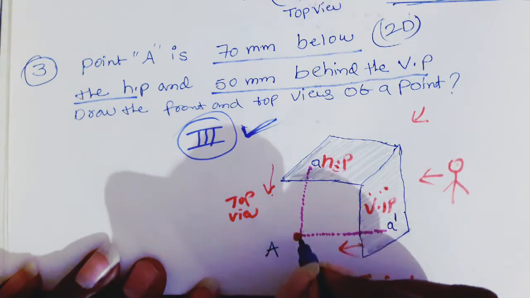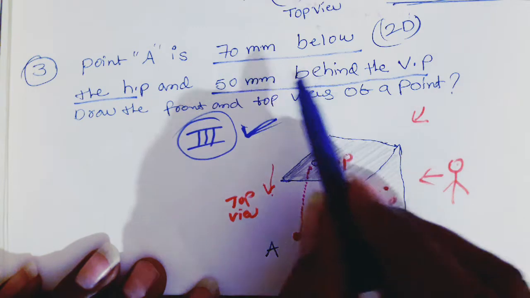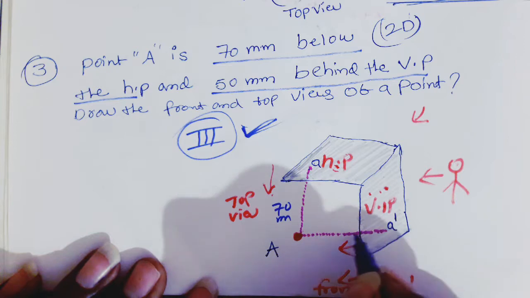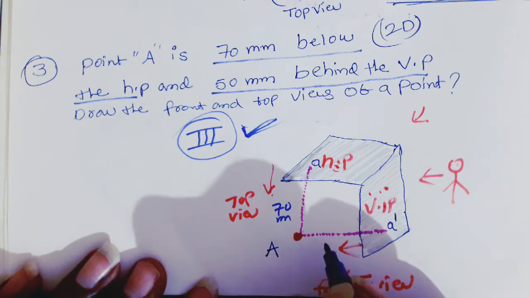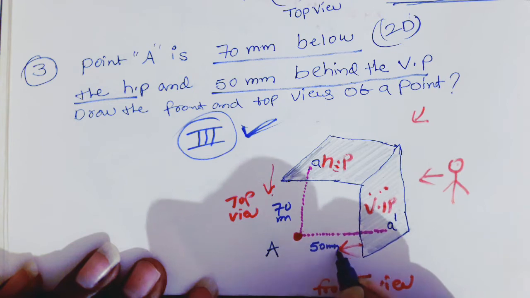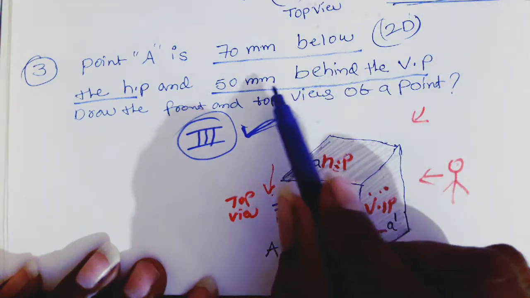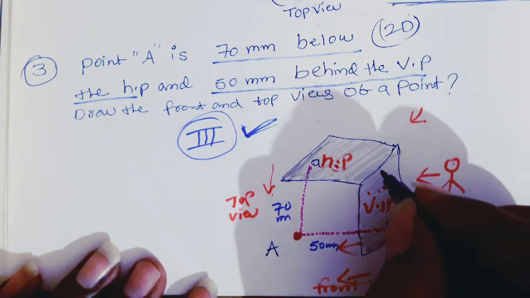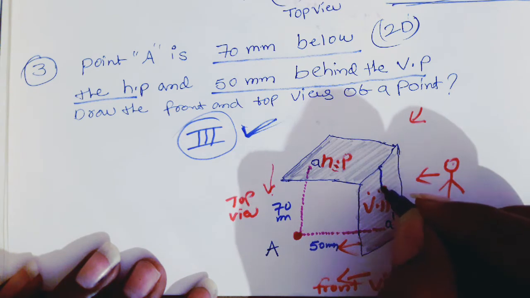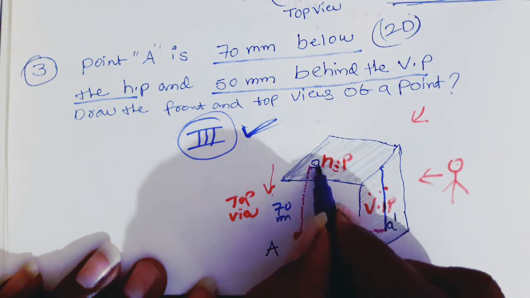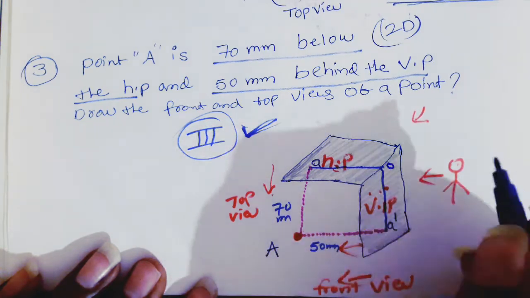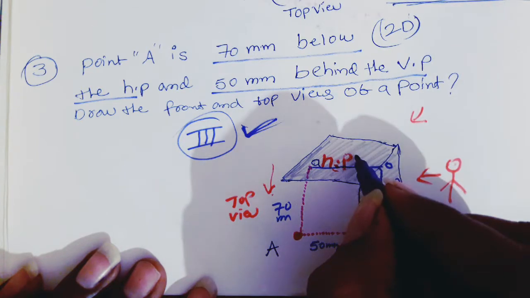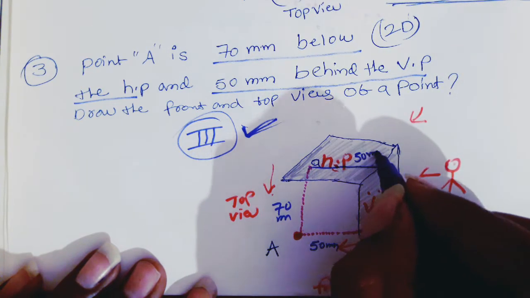What is this distance? This is 70 mm, right? This is 70 mm. And behind is given how much distance from VP? 50 mm, right? This is the 50 mm. Okay, next same. Next it will be how much? It is also 70, it is also 50, right?